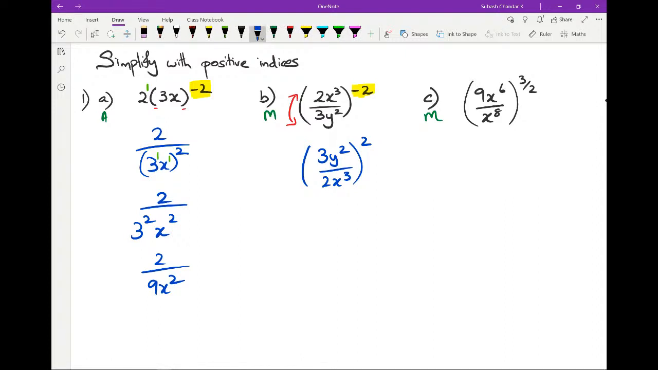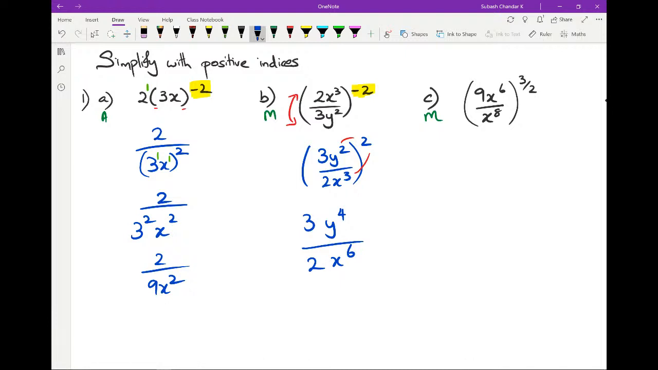So they go, okay, we see the squared, so 2 times 2, that becomes y to the power of 4. So then we write this as 3y to the power of 4 over 2x to the power of, you've got 3 and 2, which actually gives you 6. And this is the common mistake that people actually make.